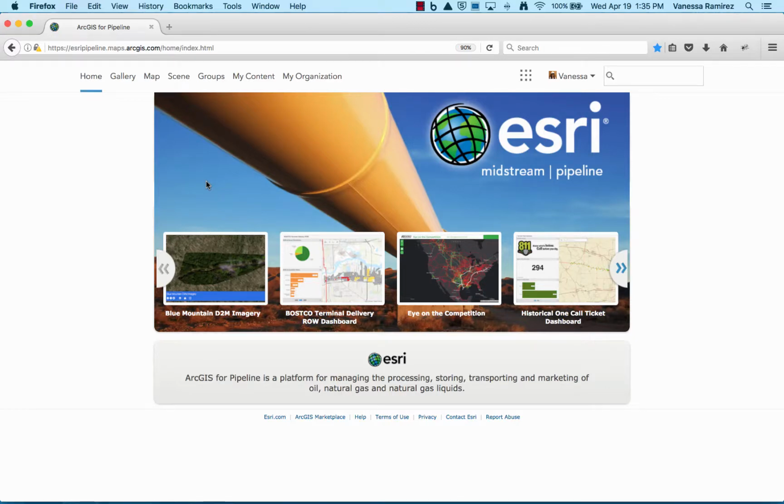ArcGIS provides everyone in your organization access to maps. And at the center of enabling this capability is a technology that we call Portal. For example, on my screen, you see my demo portal for Pipeline. You can think of Portal as your destination for everything location within your organization.